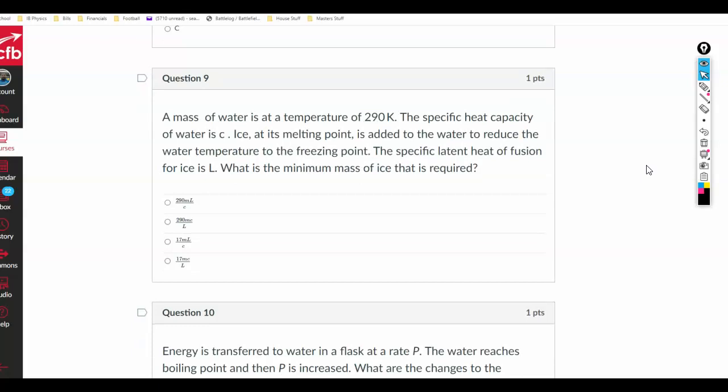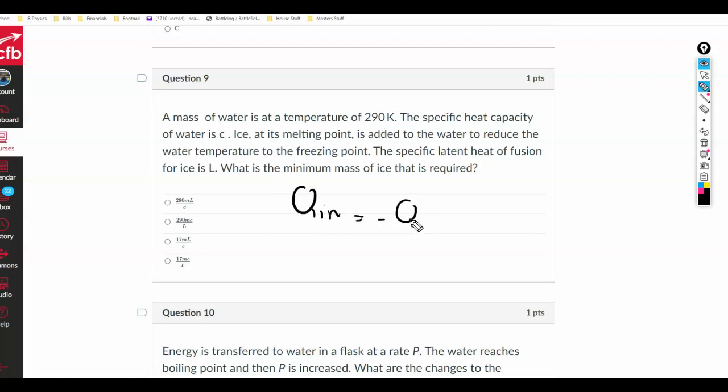Okay, question 9. A mass of water is at a temperature of 290 Kelvin. The specific heat capacity of water is C. Ice at its melting point is added to the water to reduce the water temperature to the freezing point. The specific latent heat of fusion for ice is L. What is the minimum mass of ice that is required? Okay, so this is kind of like a two-object problem. We have water and we have ice. All right, so let's think about this.